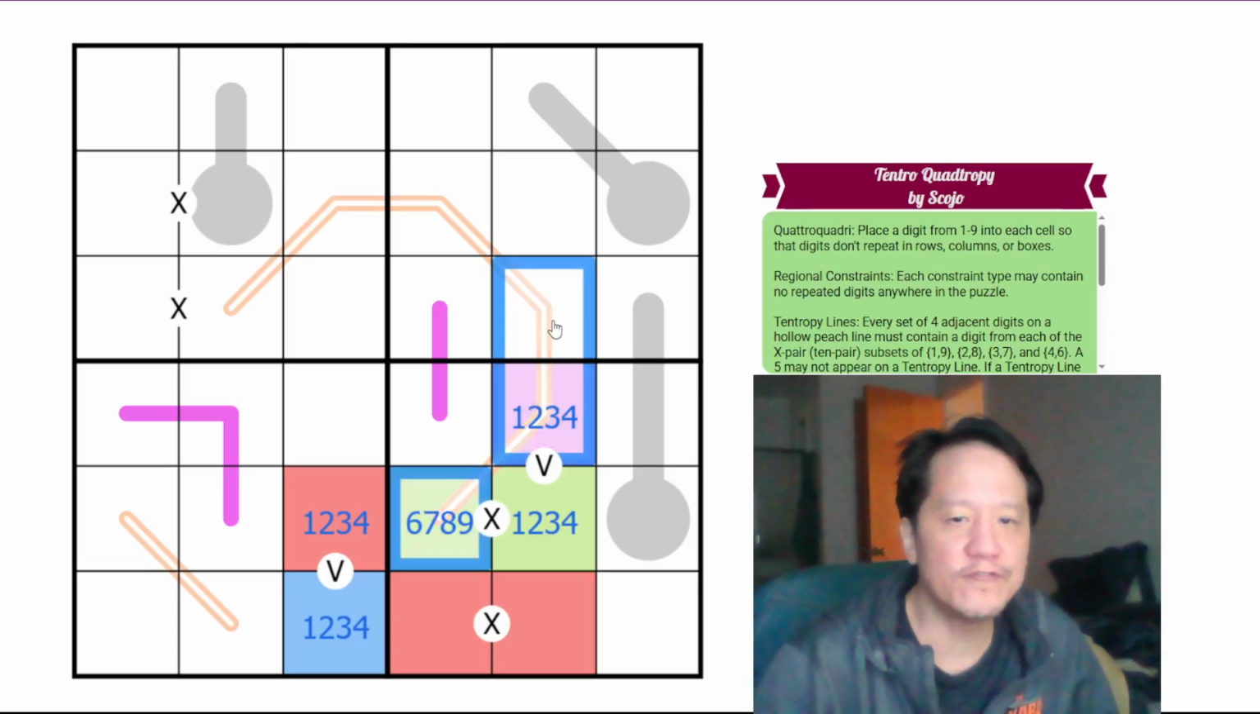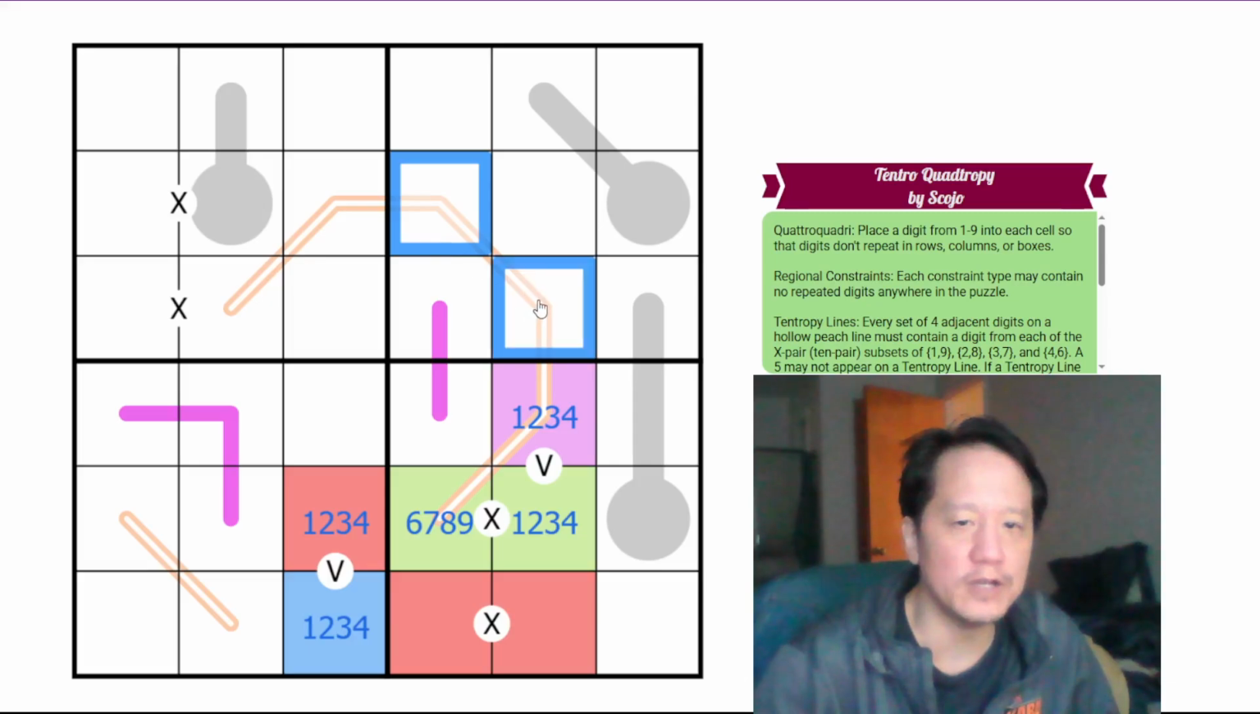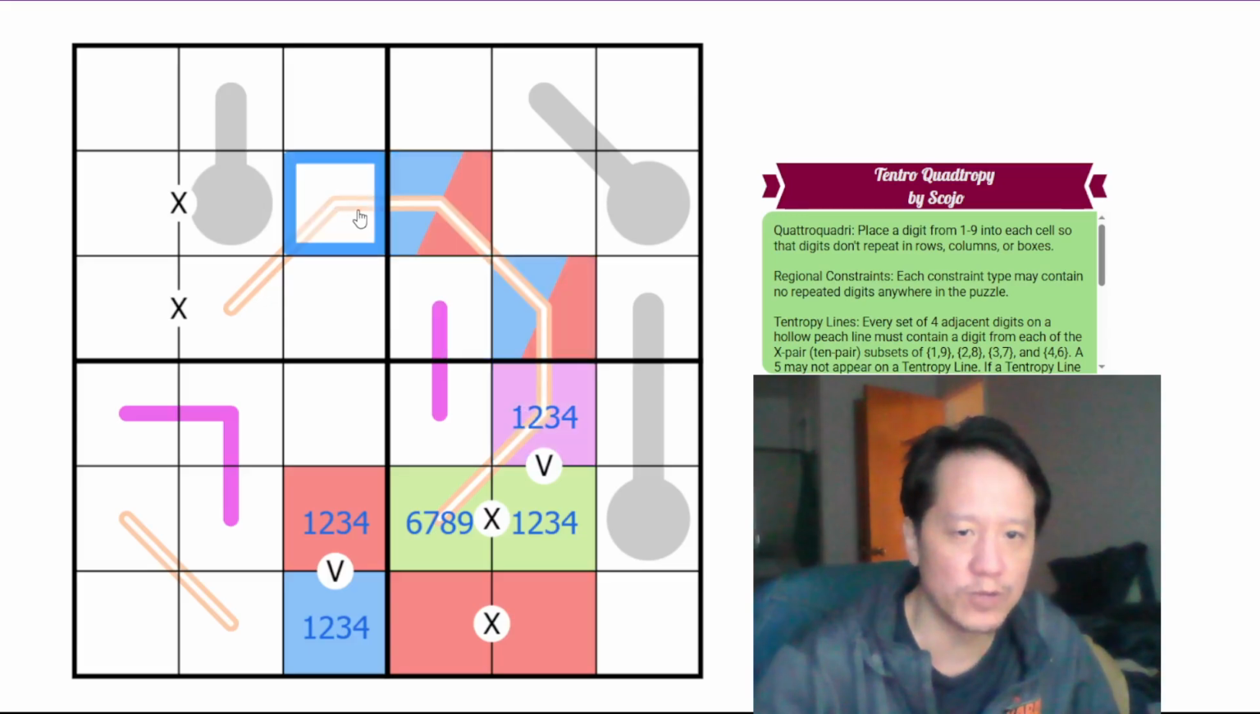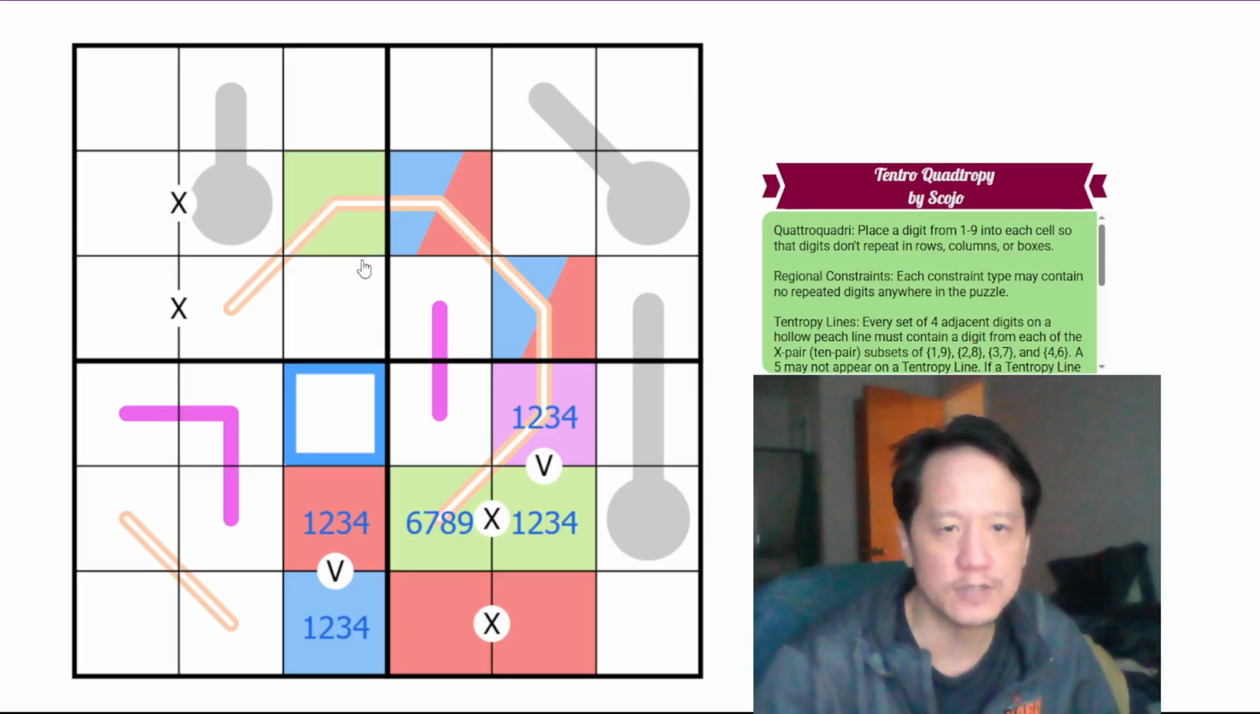So for every 4 digits, these can't be green or pink. So this has to be a blue-red combination. That means for this adjacent 4 digits, what are we missing? We have a pink, we have blue and red, we are missing green. So that's green here. And then this must be pink also, because we have pink here.